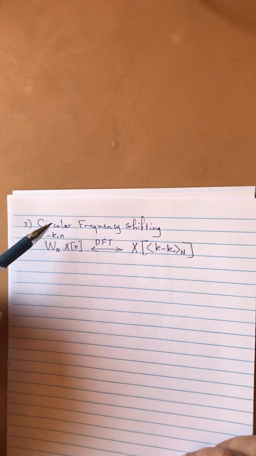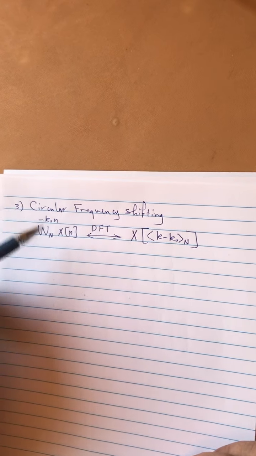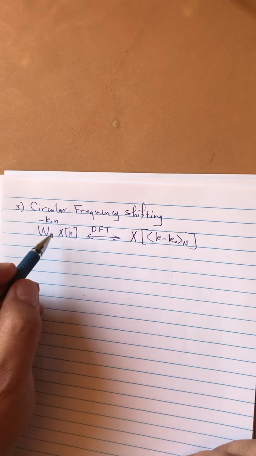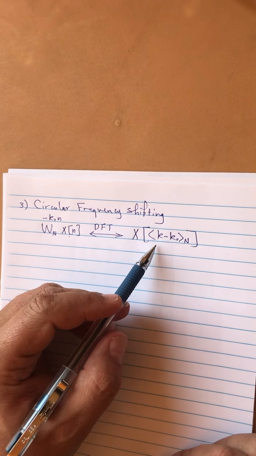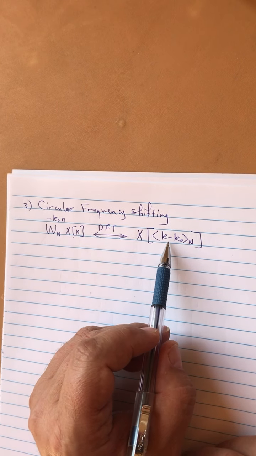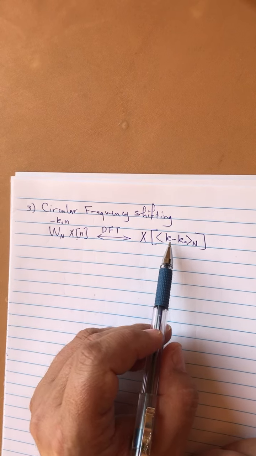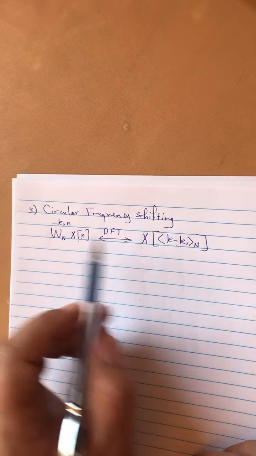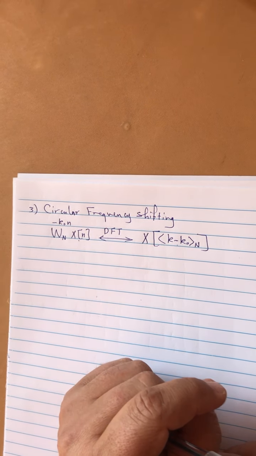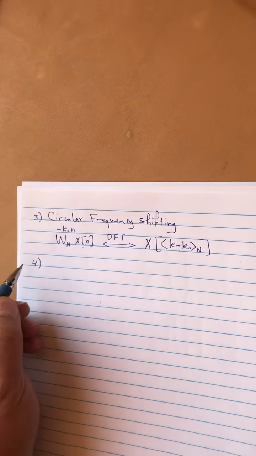So we can conclude from theorems 2 and 3, circular time shifting and circular frequency shifting, that if you have a shift in time, you have a phase shift in frequency. And on the other hand, if you have a shift in frequency, then you have a phase shift in the time domain. Okay. Theorem number 4 is a very important theorem.